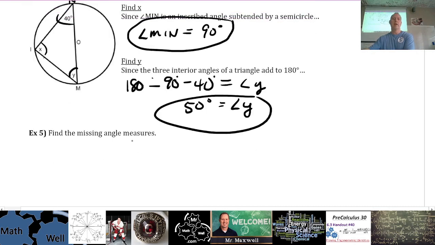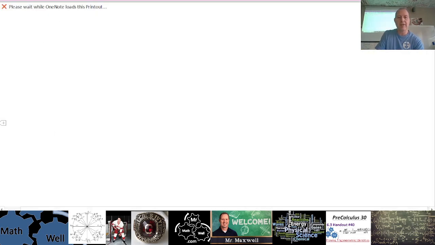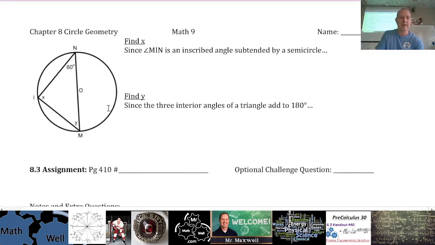Okay. Find the missing angle measures. Well, we did that just up here. Find angle. Wait, what? Oh, do you guys have a picture on the next page, or is this just my formatting? It's on the next page. Okay. So you guys do this one on your own. This is easy. You guys got this. Find angle x, find angle y. Yeah, on the next page. Sorry, the formatting there was a little goofy.